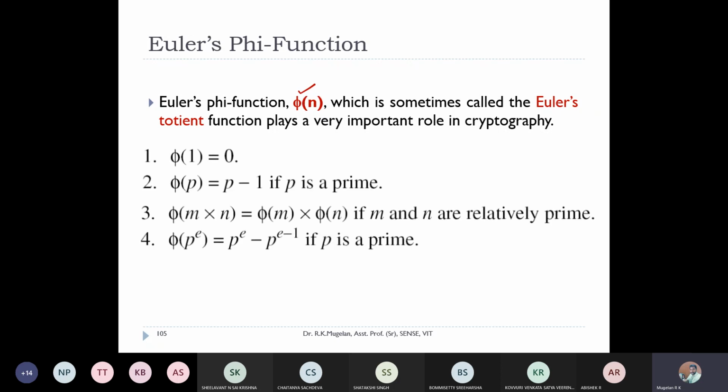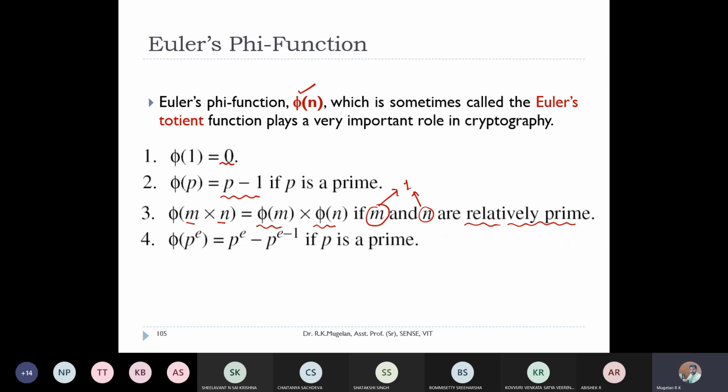So what are the properties of this function? People have to remember this. That is, if you take phi of 1, the answer will be 0. And phi of p, if p is a prime number, the answer will be p minus 1. And if you can write an integer as a product of two integers m and n, then I can write phi of m times n as phi of m cross phi of n. And here m and n are relatively prime, in the sense that the GCD of m and n should be 1.